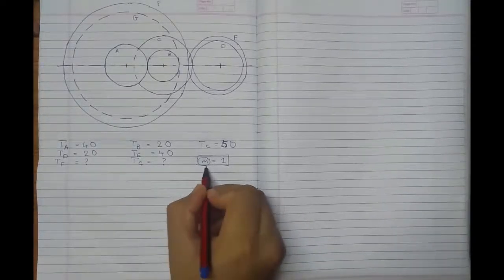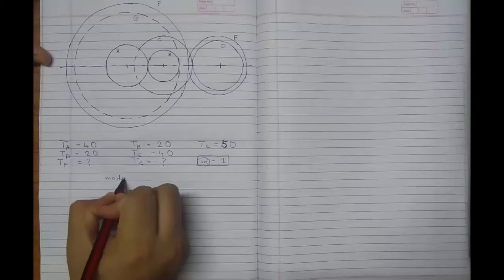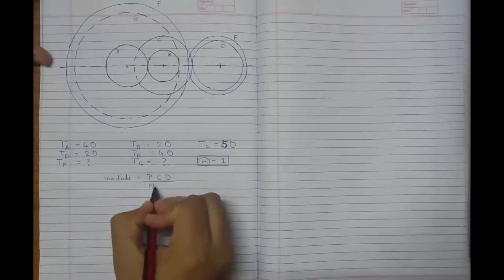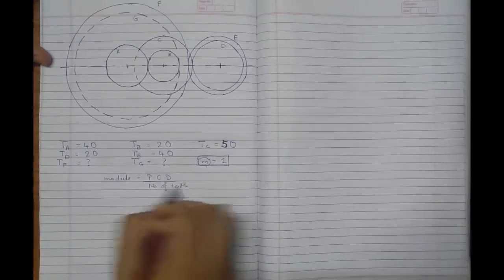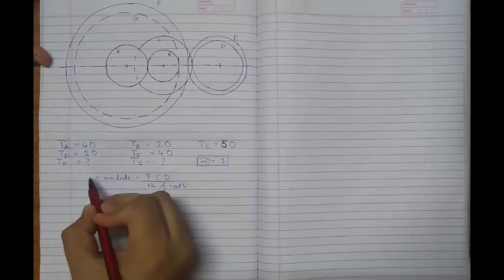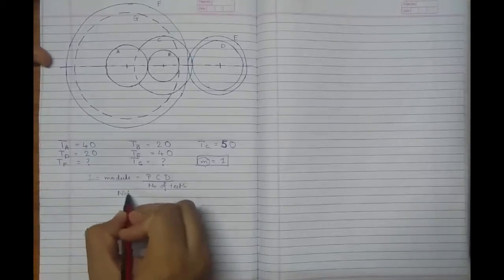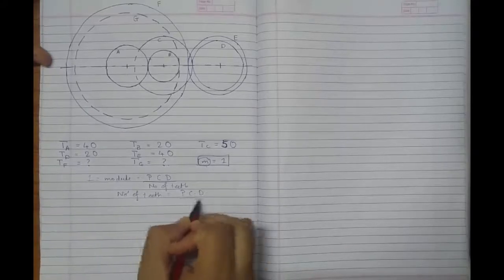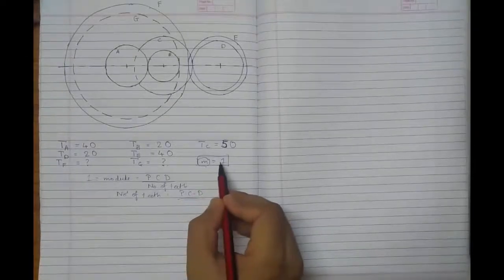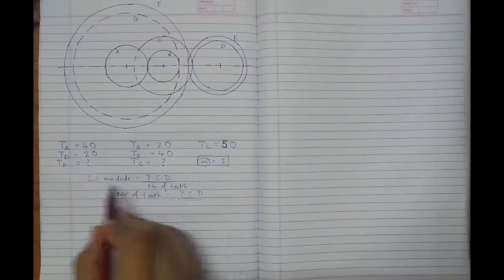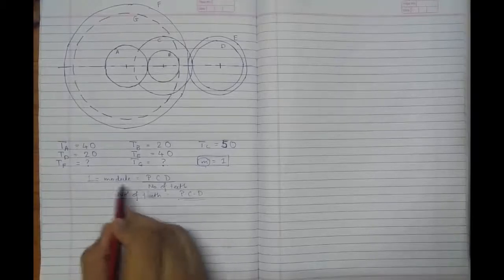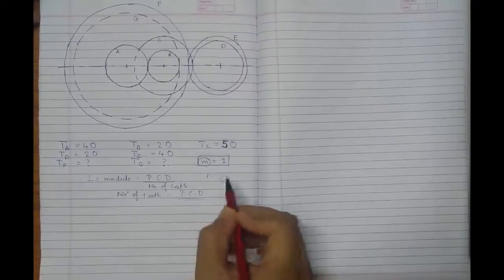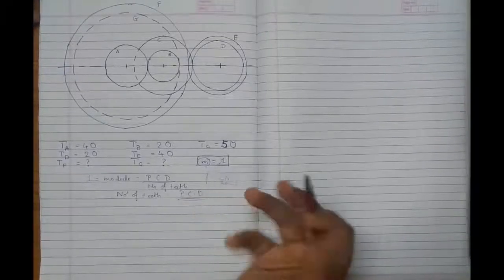Okay, so we know the formula of module. Module is PCD, pitch circle diameter, upon number of teeth. Okay, this is for each and every gear. So as we have taken module is equal to 1, number of teeth becomes equal to the pitch circle diameter. See, this simplifies our work extremely. You can take module is equal to 2, module is equal to 3. That will just change the PCD's relation with number of teeth. That is, PCD will then be equal to 2 times number of teeth or 3 times number of teeth. So it is better to take it as 1 when it is not given.